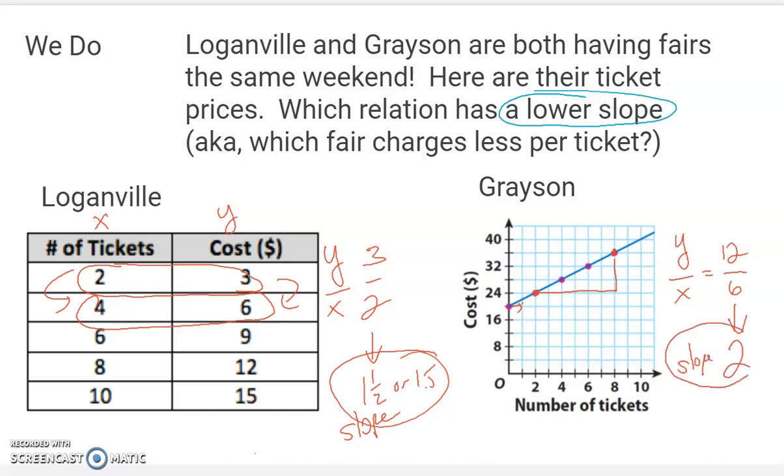So remember, slope and unit rate are the same thing. So this is $1.50 per ticket. This is $2 per ticket. I think you're better off going to Loganville. Cheaper, lower slope. So that's, y'all, how you compare slopes when your relations are in different formats.